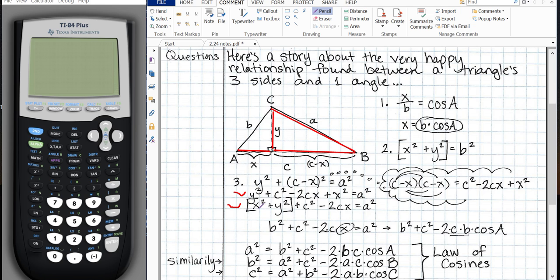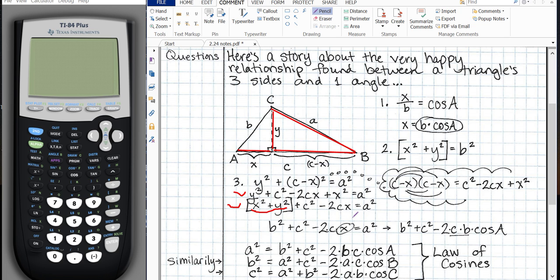And then when you look at those two terms together, look up here at number 2. Those together represent b squared. We solved that part earlier. So we can substitute b squared in place of x squared plus y squared to simplify our expression. So that's going to help us out.